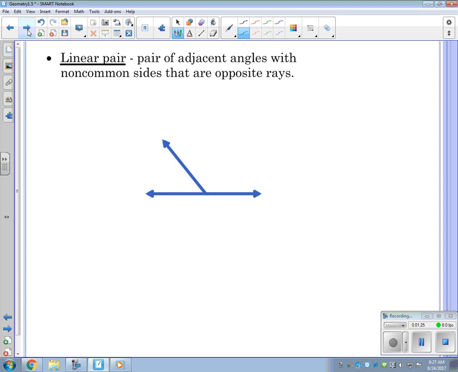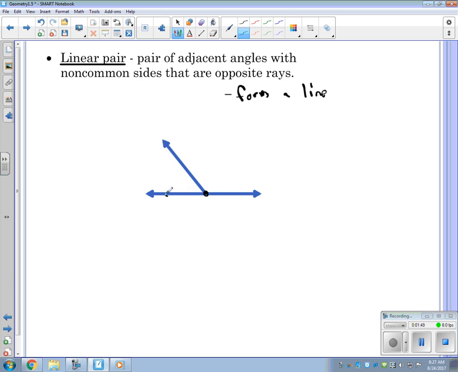A linear pair is a pair of adjacent angles with non-common sides that are opposite rays. So they're adjacent, meaning they have to be next to each other. They share a vertex, they share a side, but they don't overlap. And linear, we know, means they form a line. So that's another way to think about this, is just they form a line. Sorry, I don't know what was going on with that letter there.